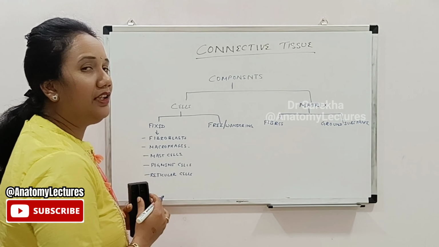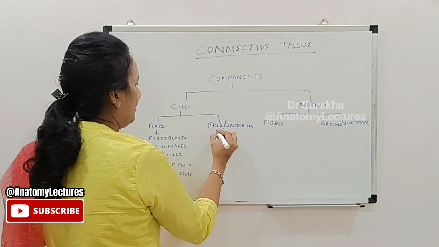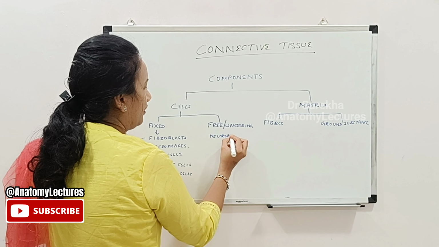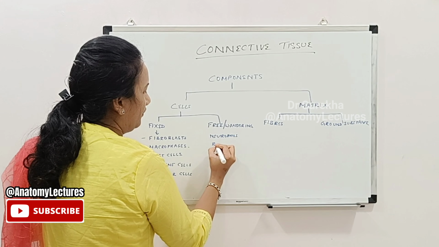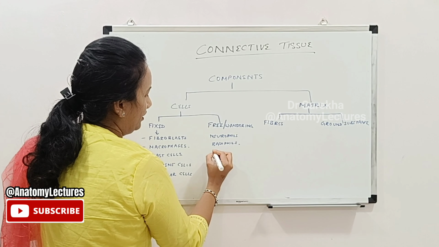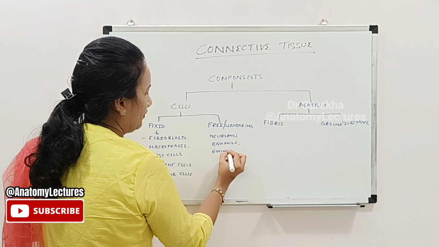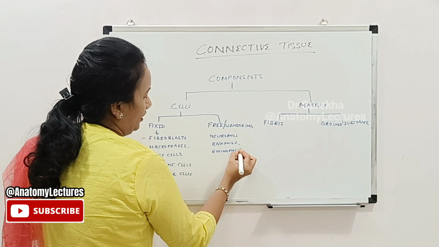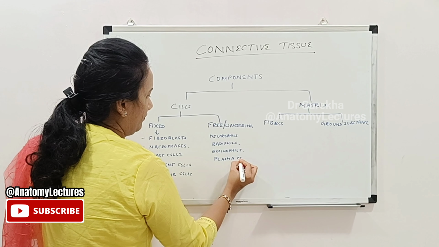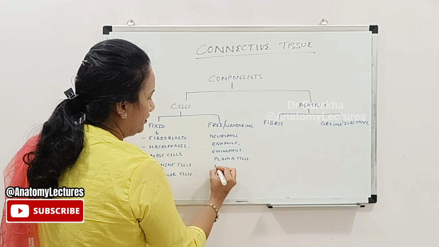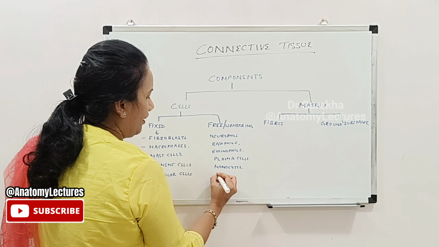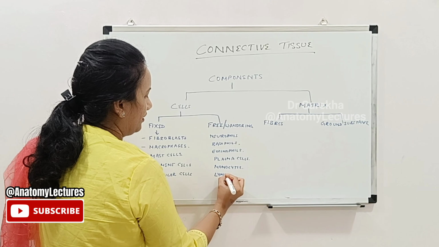Coming to the free cells or the wandering cells, here you have the neutrophils, the basophils, the eosinophils, the plasma cells, the monocytes, and the lymphocytes.